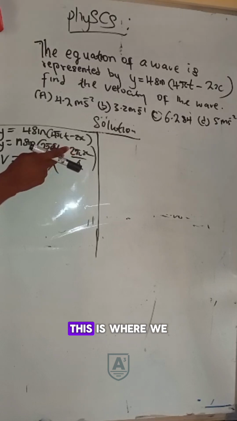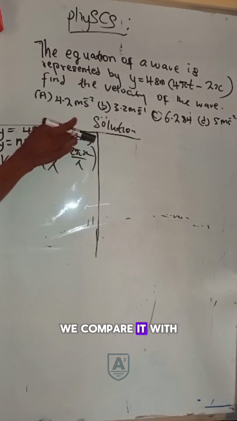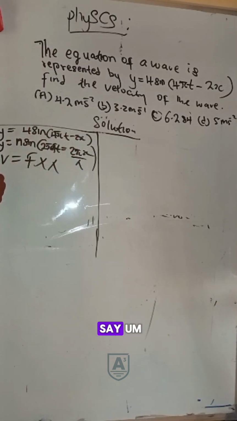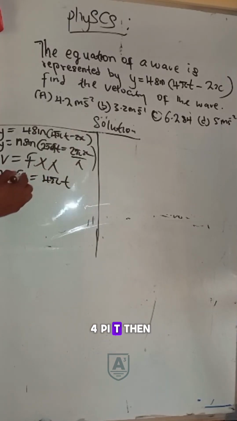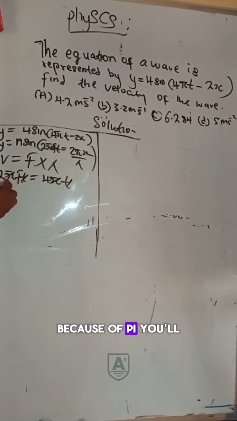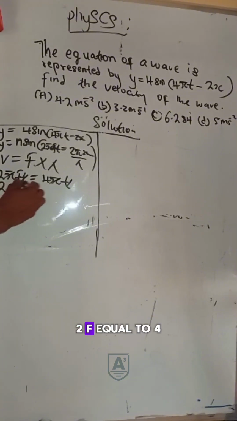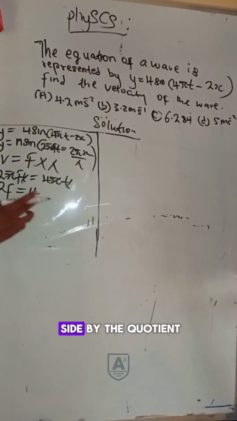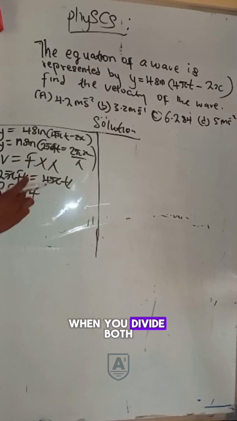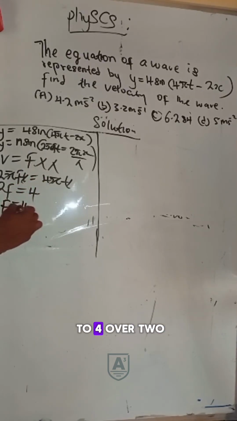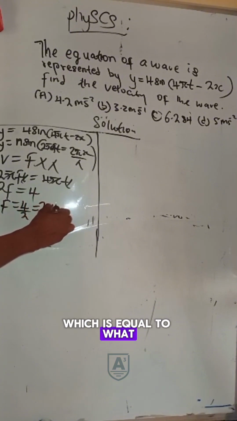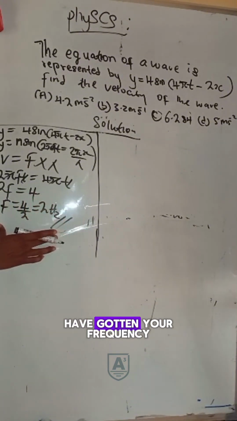Now, go to the standard wave equation. Where do we have frequency? This is where we have frequency. We compare it with what we have here. So I will now say that 2 pi f t becomes equal to 4 pi t. Then t we cancel t, pi we cancel pi. You'll be left with 2f equal to 4. Then you divide both sides by the coefficient of f, and you'll have that f becomes equal to 4 over 2, which is equal to 2 hertz. So you have gotten your frequency.